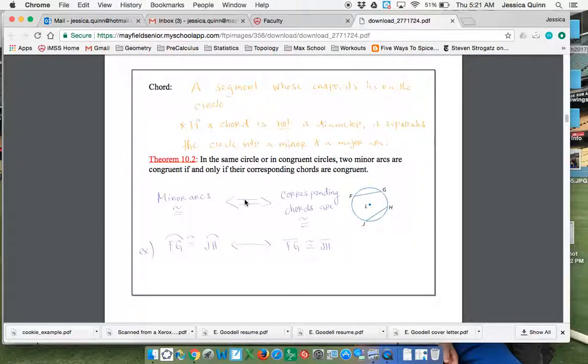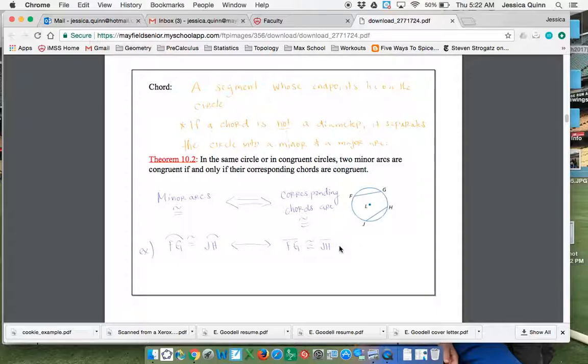You don't need to know the names or anything. But the first theorem says that in one circle, or in congruent circles, two minor arcs are congruent if and only if their corresponding chords are congruent. It's if and only if, so it goes both directions. For example, if minor arc FG is congruent to minor arc JH, then their corresponding chords are congruent. That means segment FG would have to be congruent to segment JH.